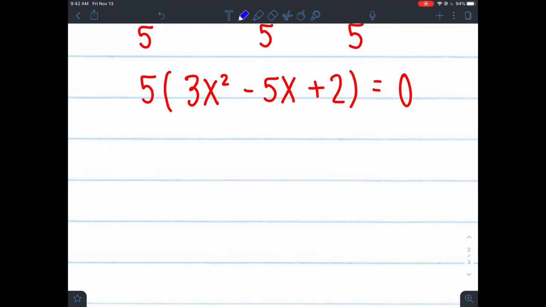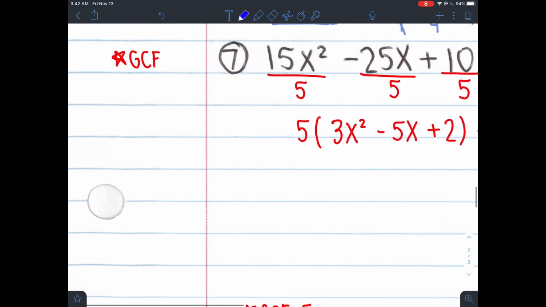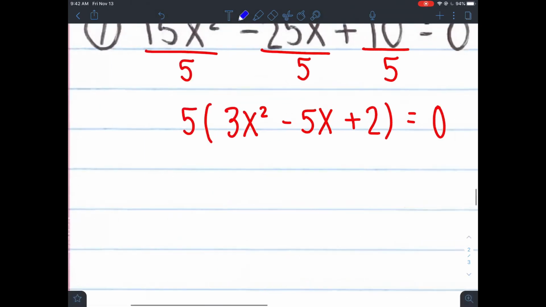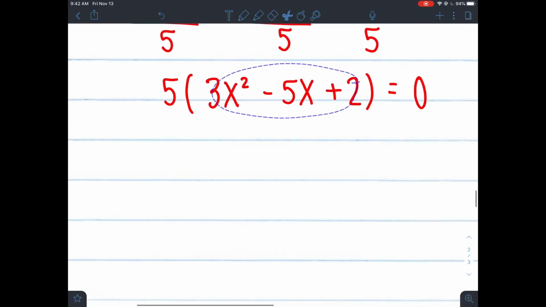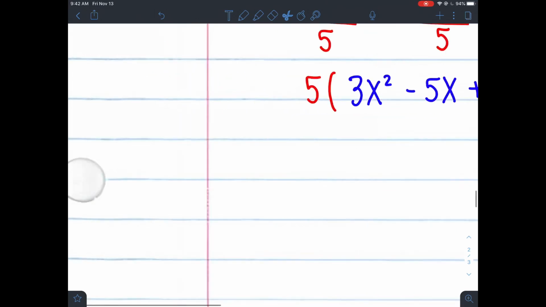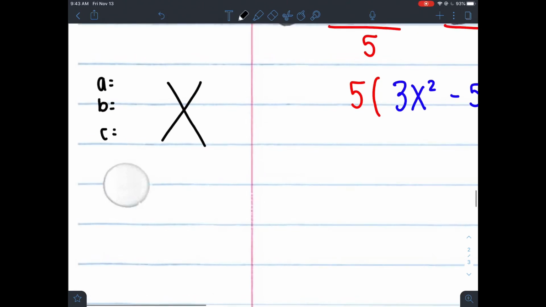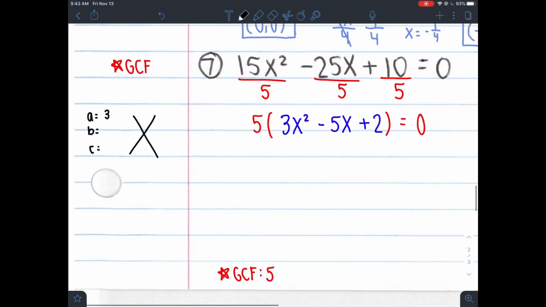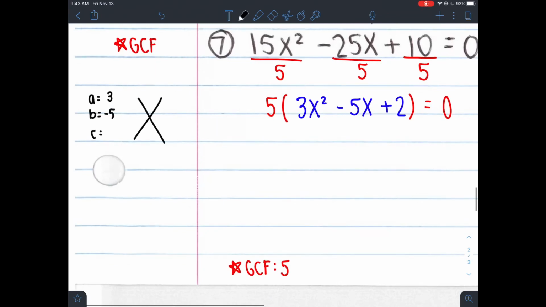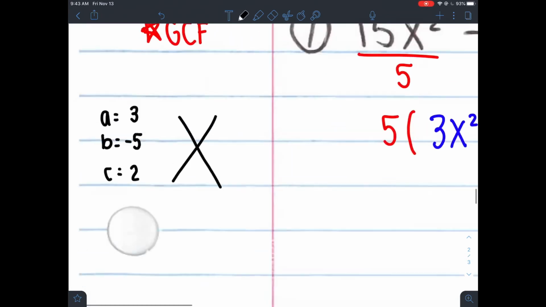Do I need to do any extra work, or can I just go straight into AC method? I can actually just jump straight into AC method because I have 3 terms. I know that for AC method I need 3 terms, so I'm all set up and good to go for that. So I'm actually going to make this a different color so I can color coordinate this better. All right, so we're going to do AC method over here, and it's already in standard form, which is lucky for us, right? A is positive 3. Remember, we're going to pretend like that 5 isn't there. B is negative 5, and C is positive 2.